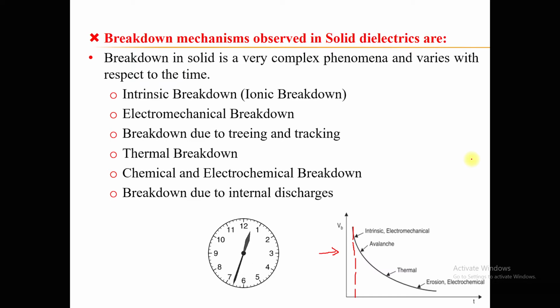of the applied voltage. So if I am applying the lower potential, then I cannot achieve the intrinsic, electromechanical or the avalanche breakdown, but usually it may produce the thermal breakdown or the electrochemical breakdown, or the breakdown due to the internal discharges if it contains the internal impurities. So we will see it later on. So let us start with the intrinsic breakdown.